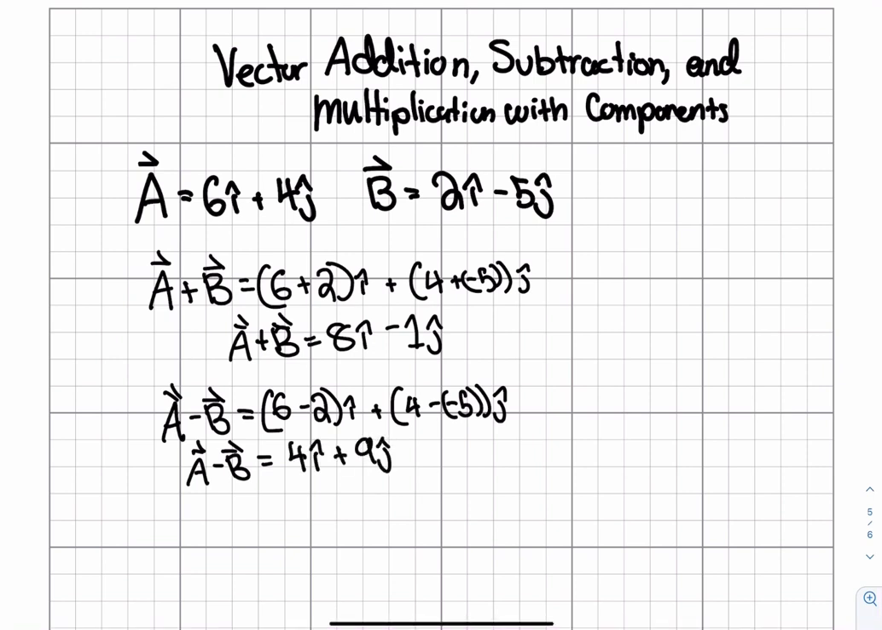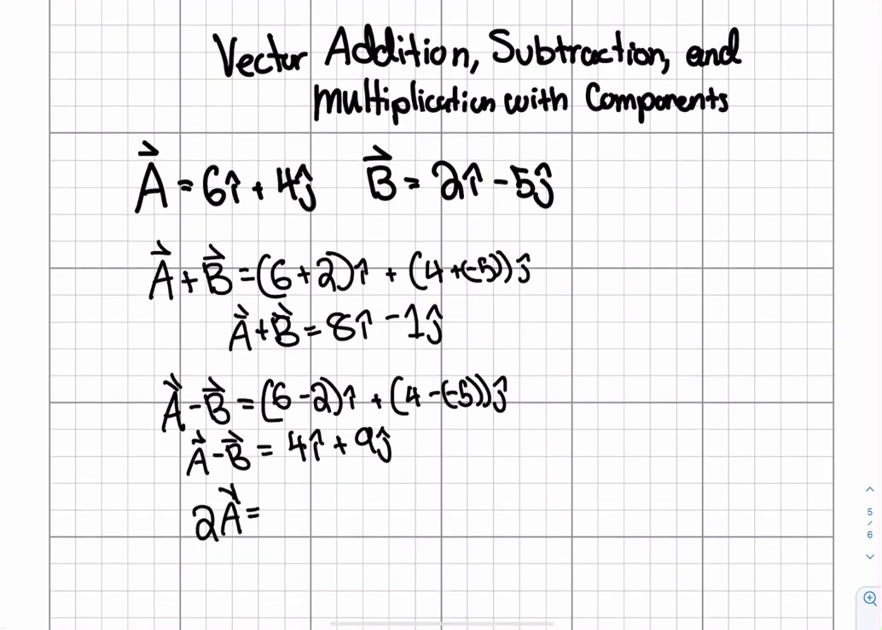For our final operation, we'll do scalar multiplication. For this, we can multiply each component by the scalar. Let's try this with 2A. For this, we get our answer of 12i plus 8j.